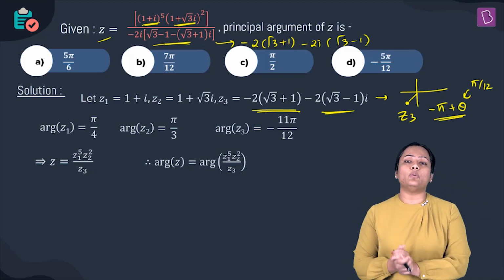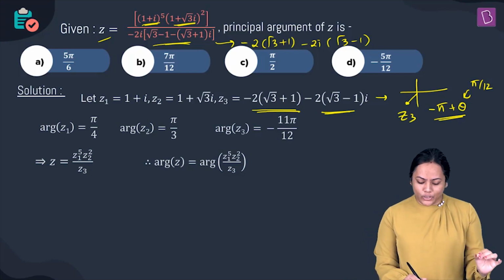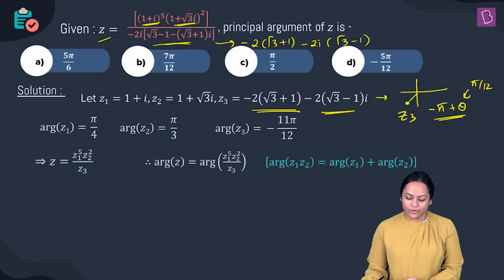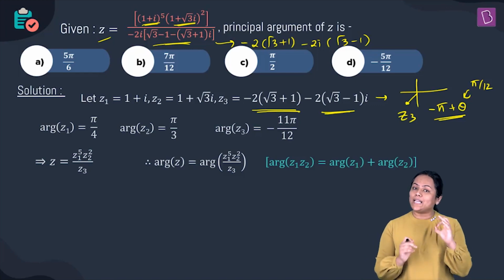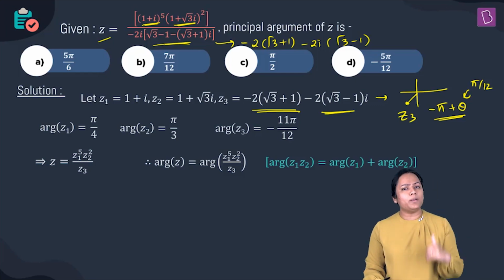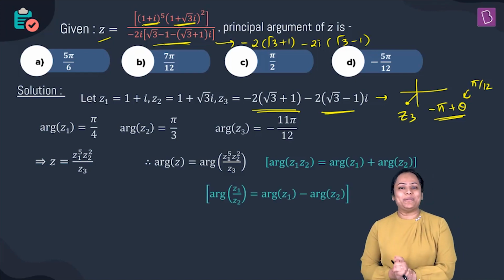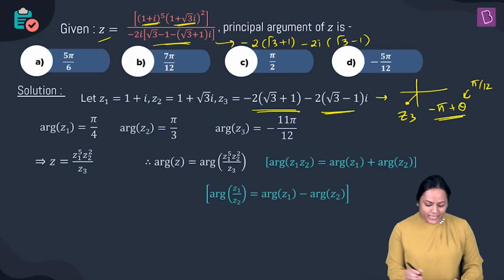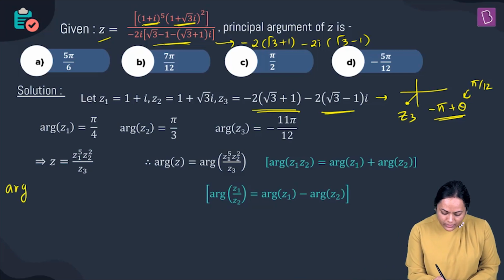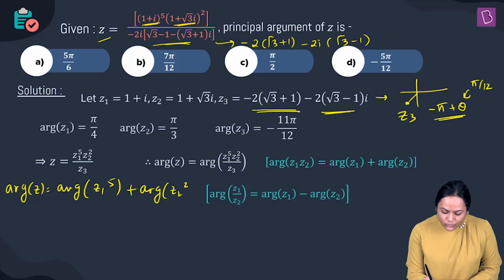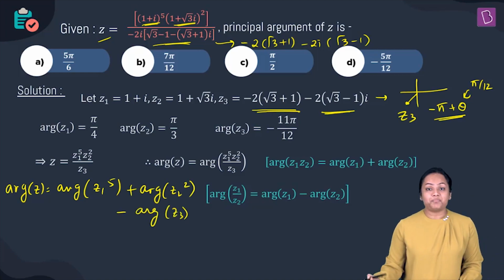Now comes the role of properties of argument. What is argument of z1 into z2? Well, that is argument of z1 plus argument of z2. Similarly, guys, tell me one more thing. What is argument of z1 by z2? Well, that value is argument of z1 minus argument of z2. That means I can say from here that my argument of z is going to come out as argument of z1 raised to 5 plus argument of z2 square minus argument of z3. Clear?